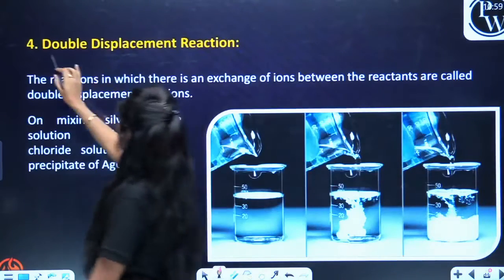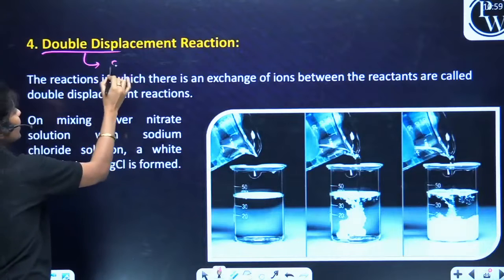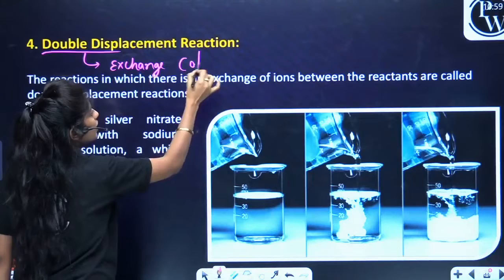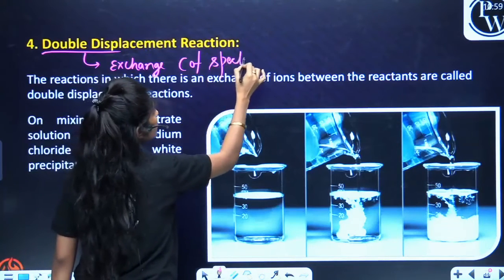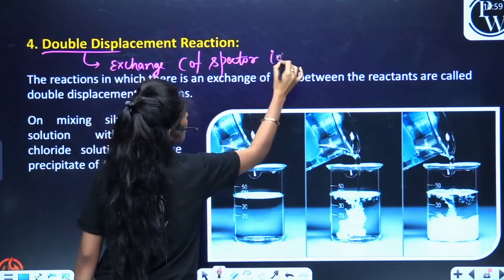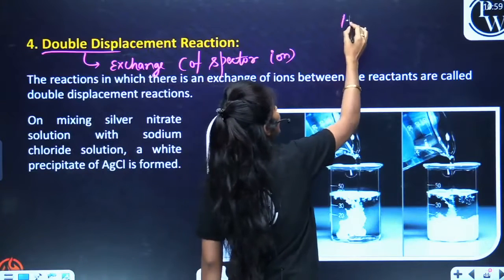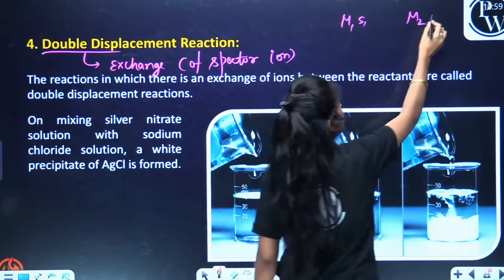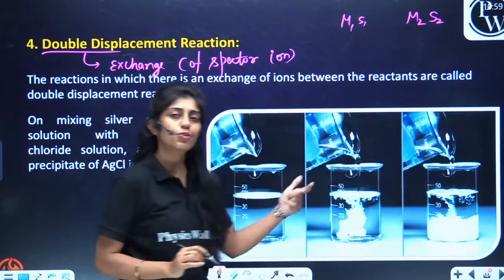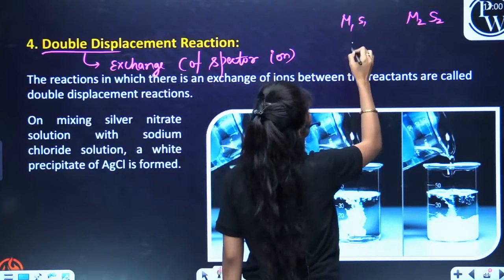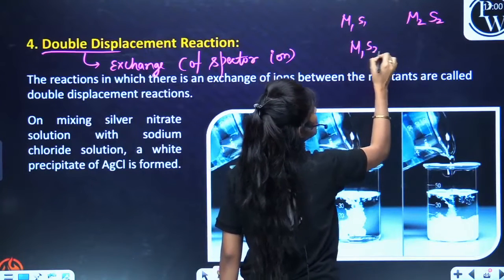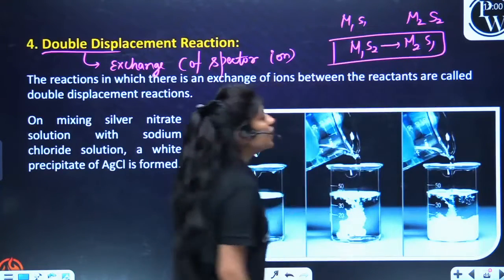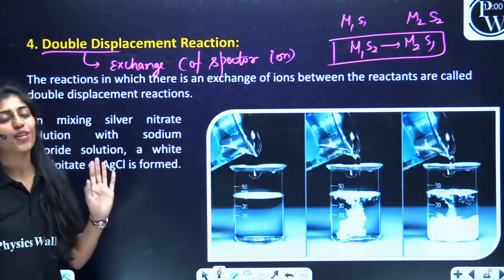Now double displacement reaction, that means exchange. What exchange? Exchange of ions. So there will be 2 metals, M1, M2. There will be one ion here, second ion with metal 2. They will be displacing each other. So it will be like M1S2, M2S1. Can we write it that way? That is your chemical reaction in the case of double displacement.